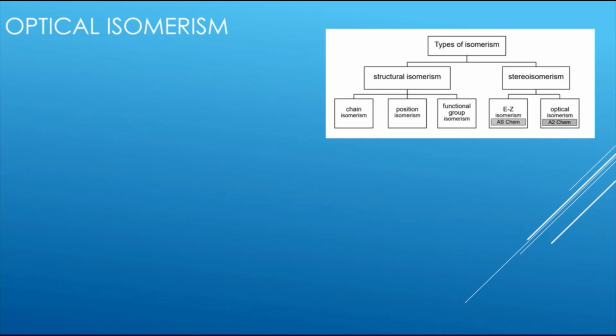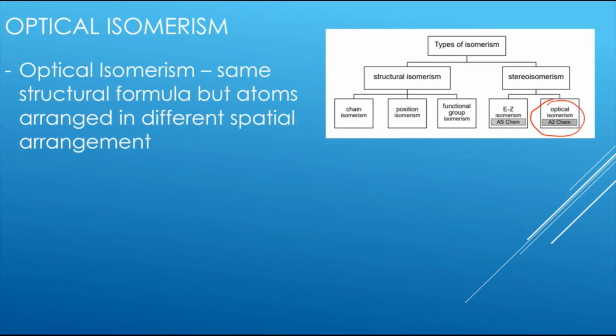Alright, so optical isomerism just branches off stereoisomerism, so it's one of the stereoisomerisms. The definition of optical isomerism is that the two molecules which exhibit optical isomerism will have the same structural formula, but the atoms will be arranged in different spatial arrangements. When we talk about spatial arrangement, what we mean is the 3D shape of the molecule. So the 3D shape of the molecule will be different, but they will have the same structural formulae.